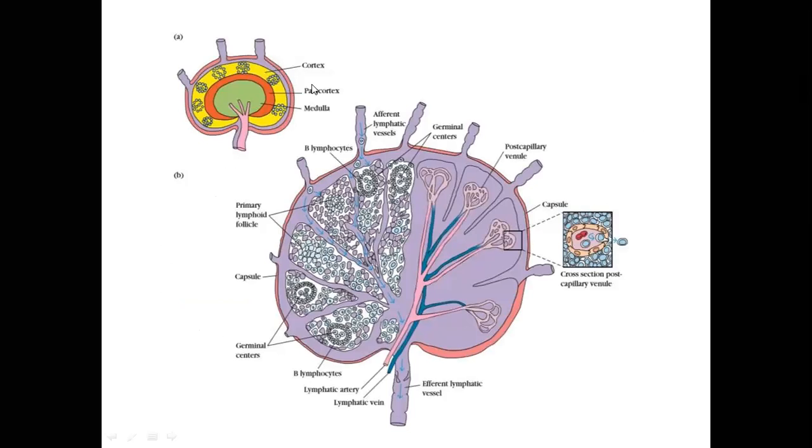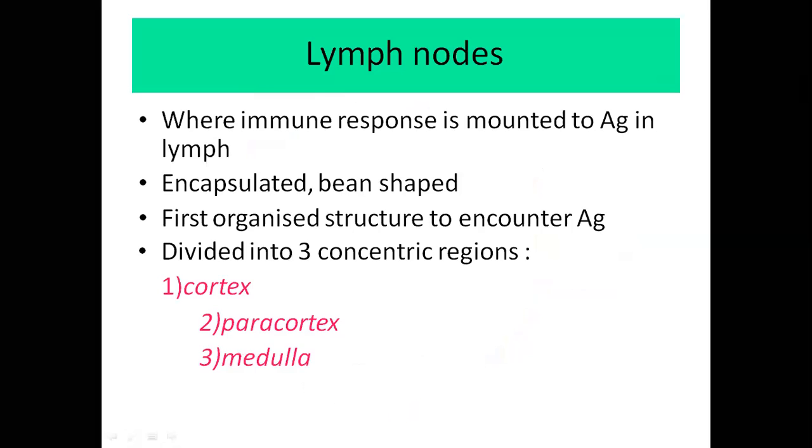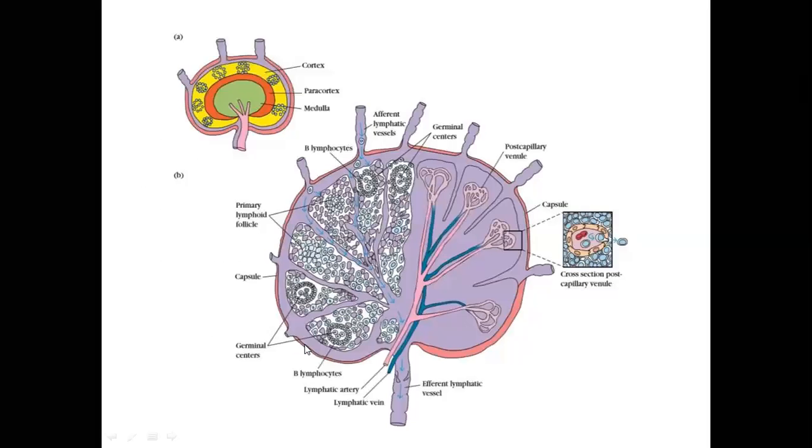So here what do you see? This is the lymph node where the parts have been differentiated. This yellow part is known as the cortex. This red part is known as the paracortex, and the medulla is this green area. Okay, this is how the different parts have been shown. So we see it is divided into three concentric regions: cortex, paracortex, and medulla.